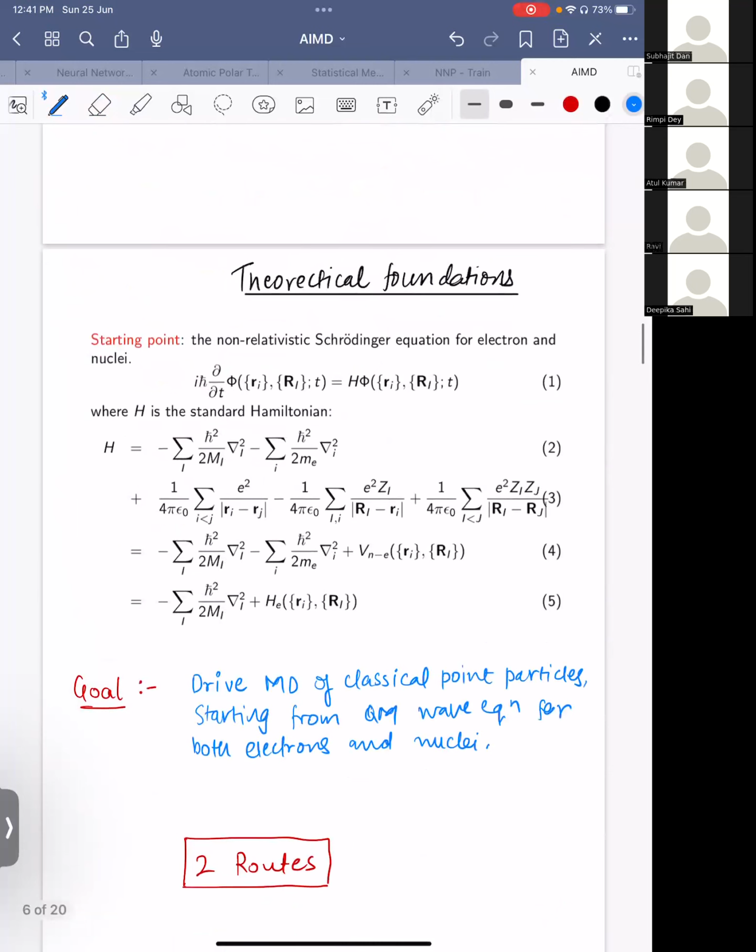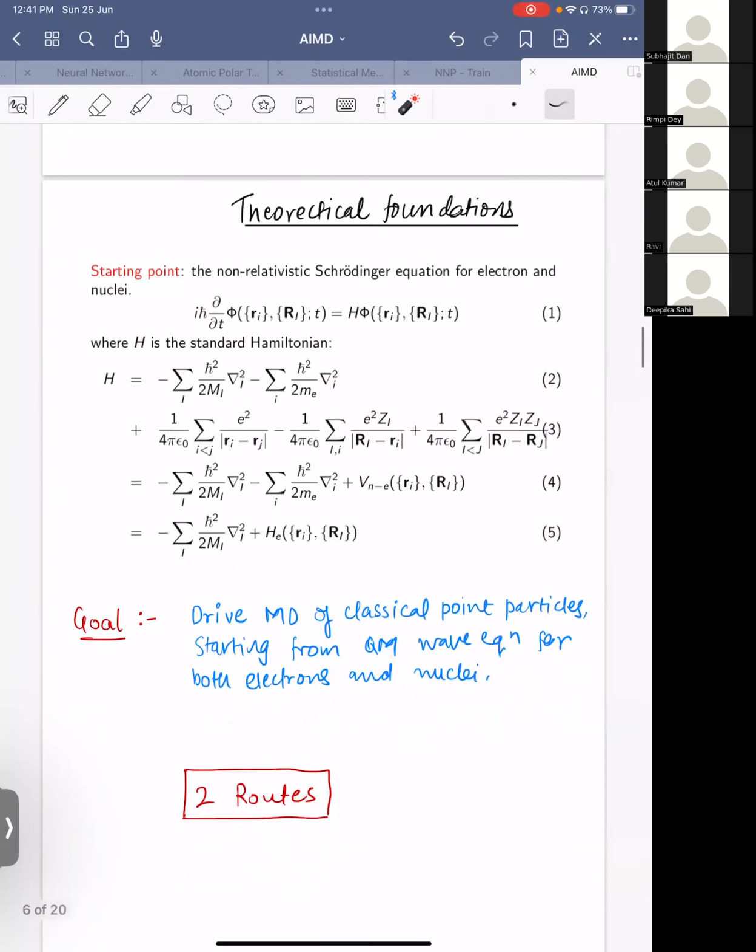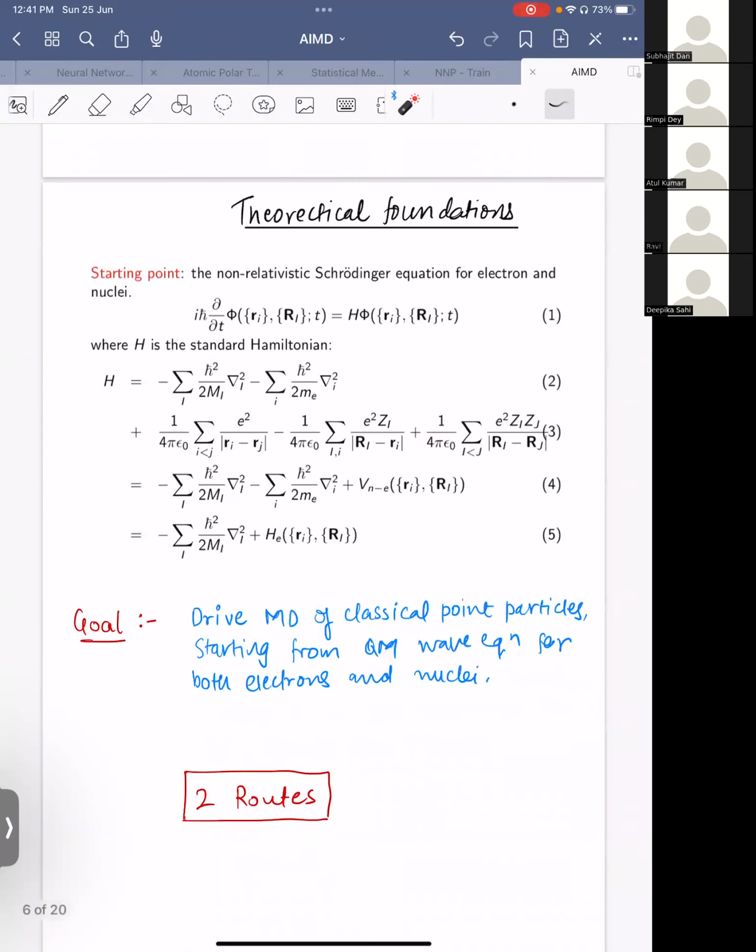So I will start with the theoretical foundation. First, this is the time-dependent Schrodinger equation. This is our wave function, and this is the total Hamiltonian. This is the nuclear kinetic energy part. This is the electronic kinetic energy part. This is the electron repulsion, this is the nucleus-electron attraction, and this is the nucleus repulsion. So this is the final form of our Hamiltonian.